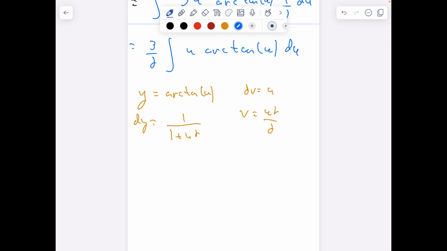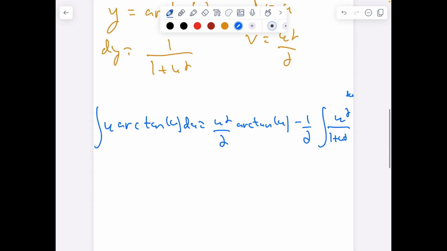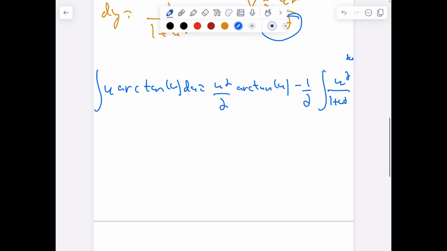That's what I do when I'm using integrals. I just take constants out of the way. So the integral of u arctangent of u du would equal u squared over 2 times arctan of u, just applying integration by parts, minus 1/2 the integral of u squared over 1 plus u squared. Sorry, I can't really fit the du in. I apologize about that. The 1/2 is coming from that v, I'm taking that out.